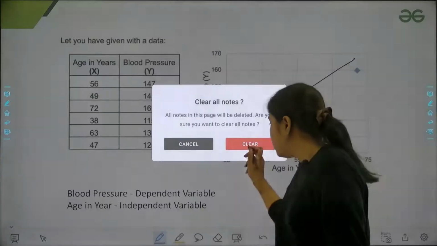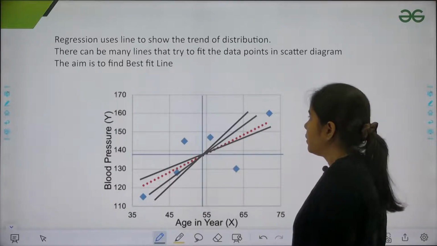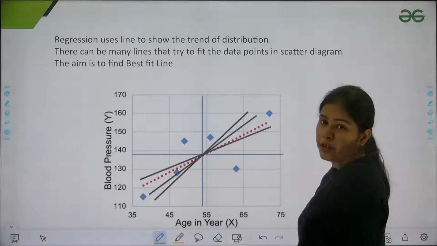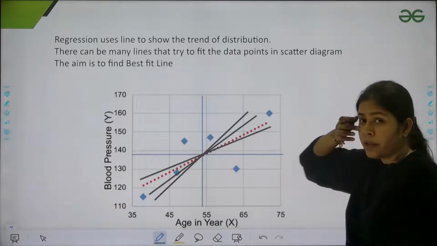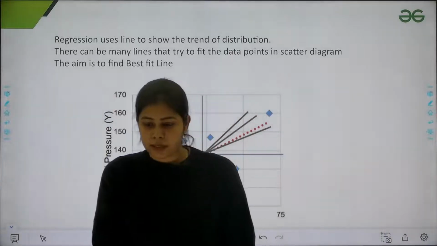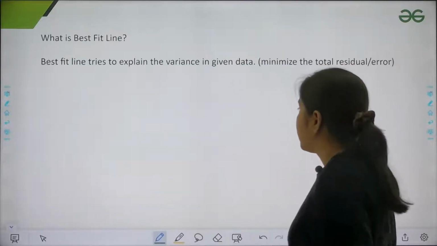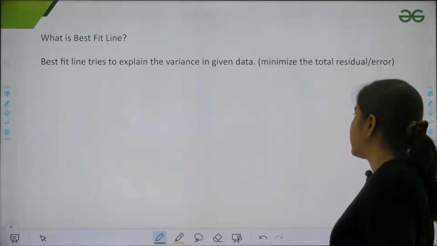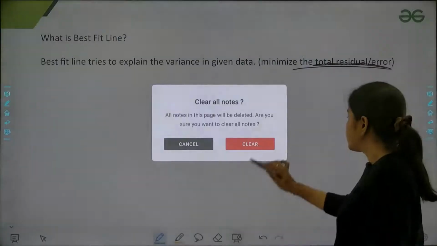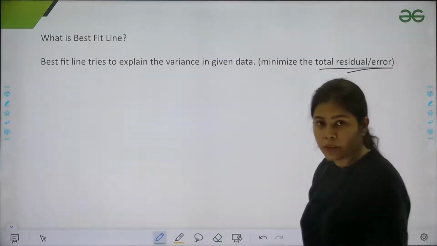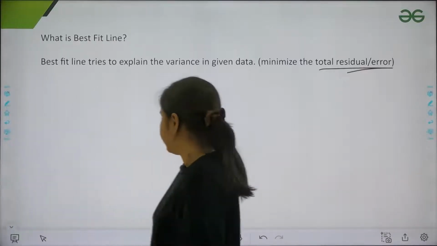So for that, what would I do? I'll specify one model, a particular line. Regression uses a line to show the trend of a distribution. There can be many lines that try to fit the data points in a scatter diagram. Here my aim is to find the best fit line. The best fit line tries to explain the variance in the given data or minimize the total residual error. I already told you that this total residual error is the cost function, and I have to minimize it. I hope that is clear.